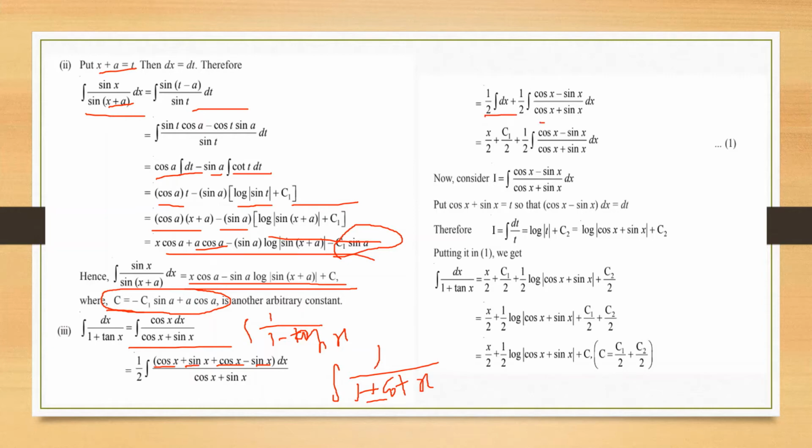We have split the numerator. Now the integral of 1 is x, so it becomes x by 2, right? And its constant is c1 by 2. You can put the constants at last also. It's not mandatory that you should write the constant here. You can altogether mention the constant after completing integration, that is c. That is also okay, right?